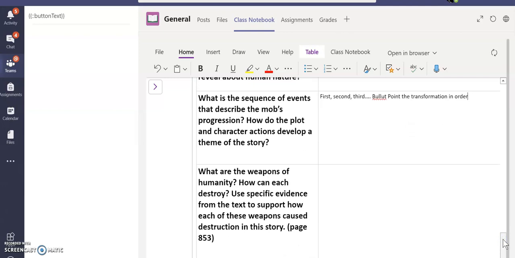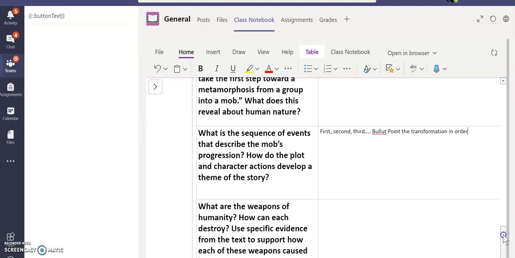I don't want to give you spoilers, but something is going to talk about the weapons of humanity. What are the weapons of humanity and how can each destroy? Use evidence from the text to support how each of these weapons cause destruction.